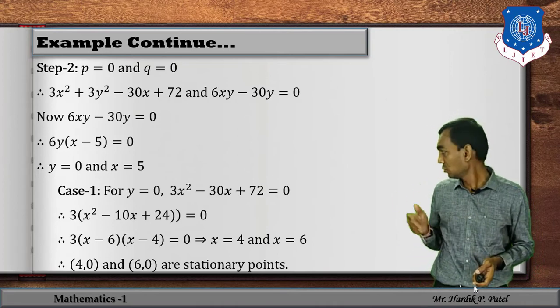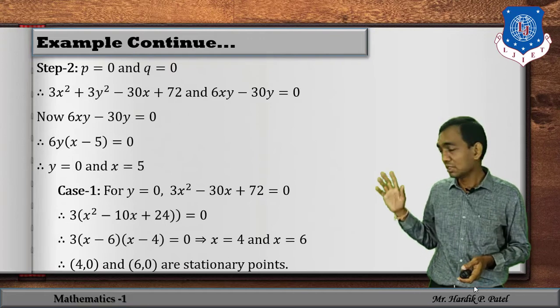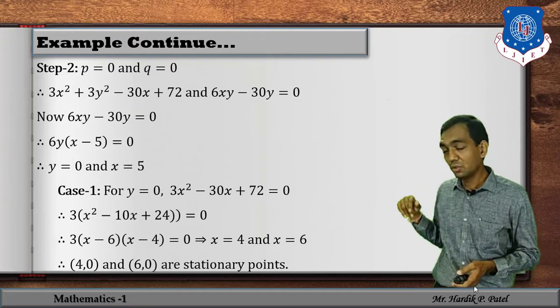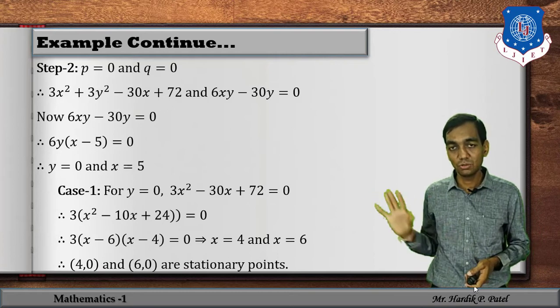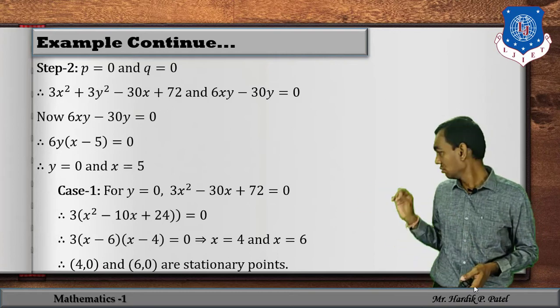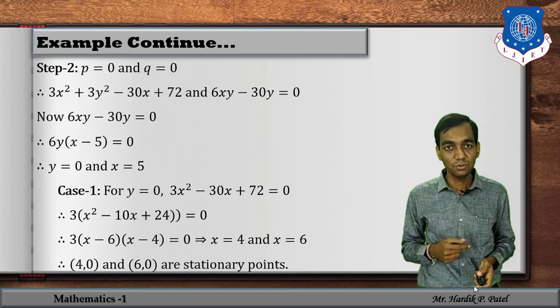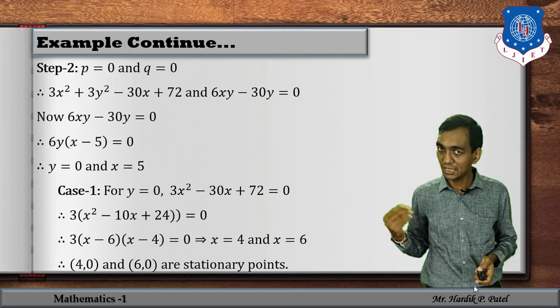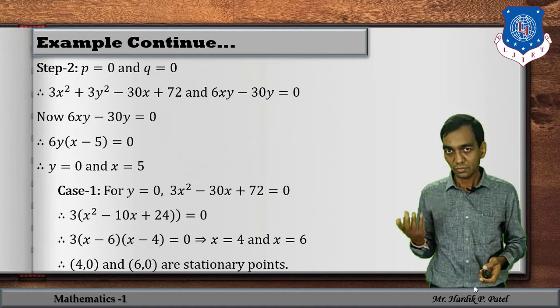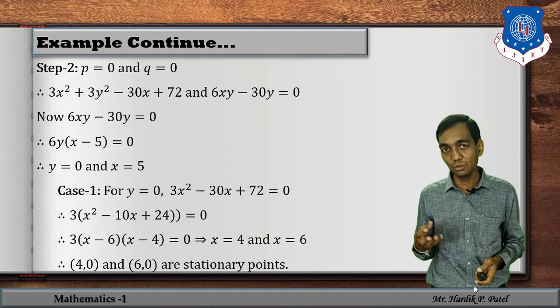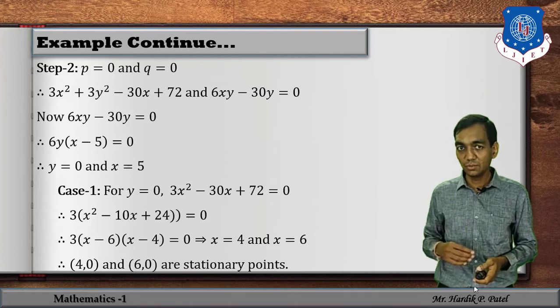So, now we are going to substitute these values, and using this condition, first use the condition of Q, that will give you 6xy minus 30y is equal to 0. So, 6y common out, and that will give you 6y into x minus 5 is equal to 0. So, this will give you y is equal to 0 or x is equal to 5. So, again we are going to use this condition in P is equal to 0.